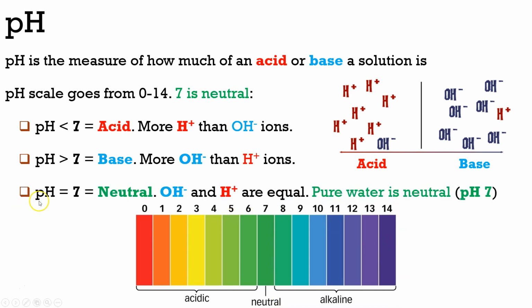Now, of course, if we have a pH of 7, that's neutral. This is where both the OH and the H plus ions are going to be equal in concentration. Pure water, as we were just talking about, is going to be neutral exactly at a pH of 7. So think of it almost alphabetically. You got acid, you got base, and then neutral in the middle. I just always think of it as A, B, and then of course the middle is going to be neutral, a pH of 7.